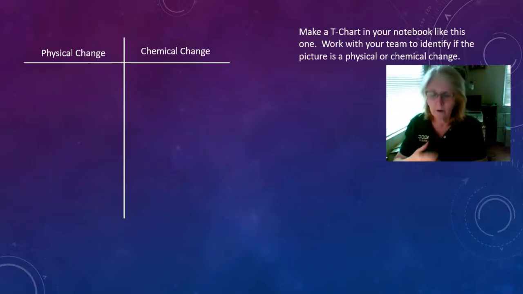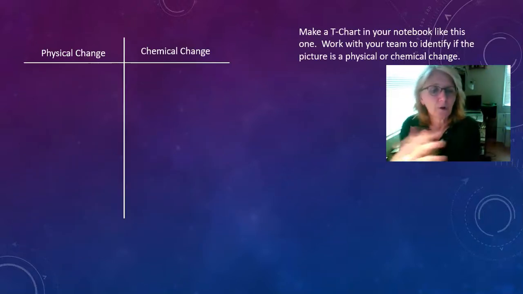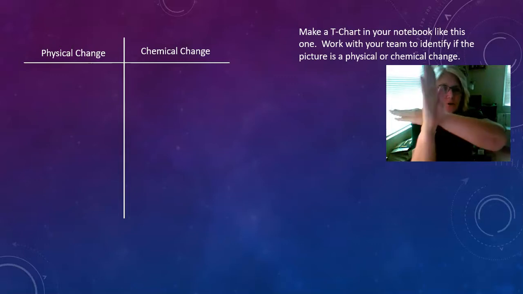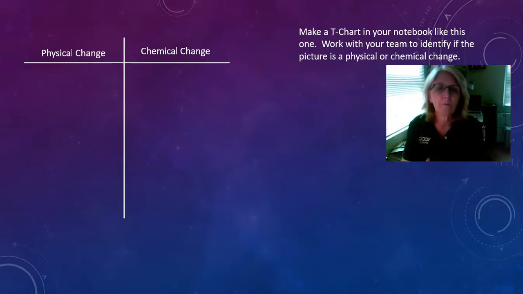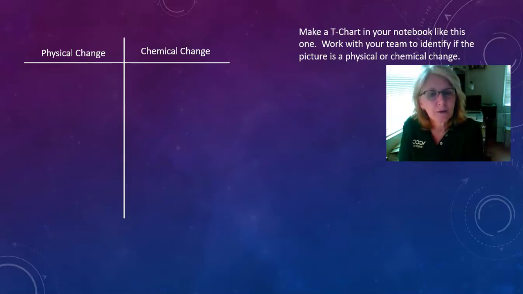In your notebook, I want you to make a T-chart like the one you see on the screen. And a T-chart, think about the letter T. So take a few seconds and make a T-chart. On the left side, it will say physical change. On the right side, it will say chemical change. Let's take a couple seconds to do that now. Your teacher may need to pause this so that way you have time to write the words you see on the screen.